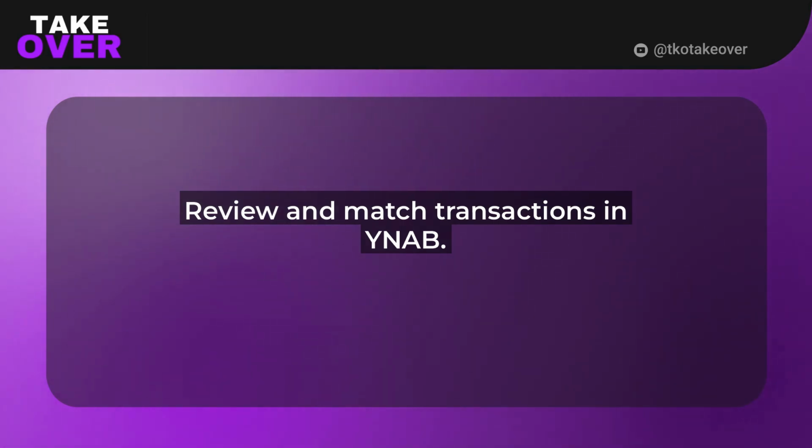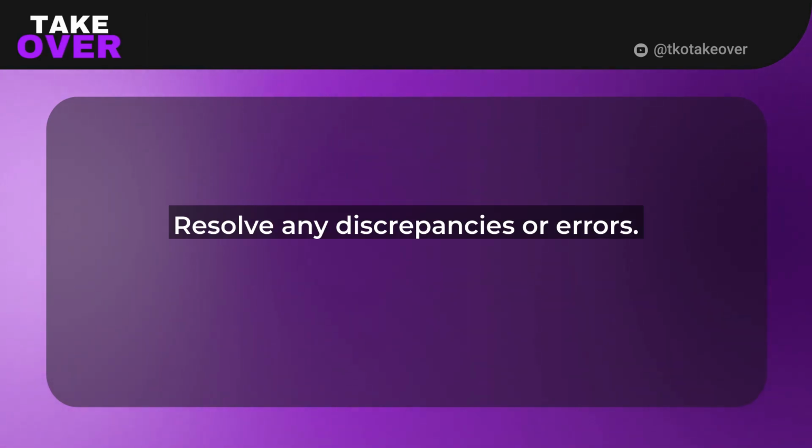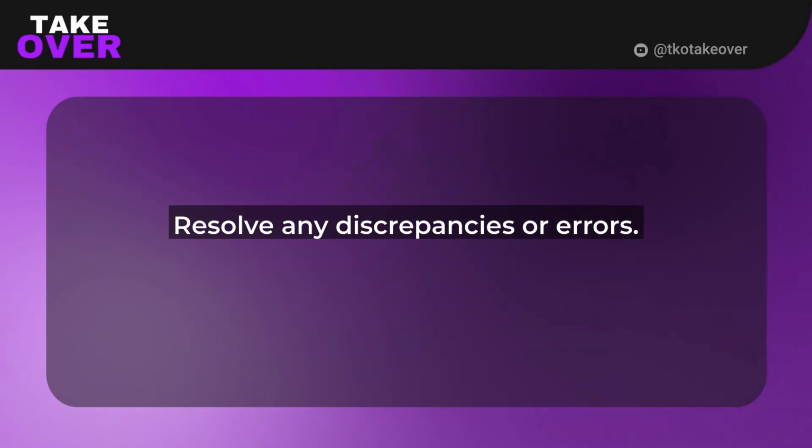Next, go through the list of transactions. YNAB makes this easy by highlighting unmatched items. Match each one to your statement. If something's missing, add it quickly. For example, if you forgot to log that coffee run, this is your chance to fix it.